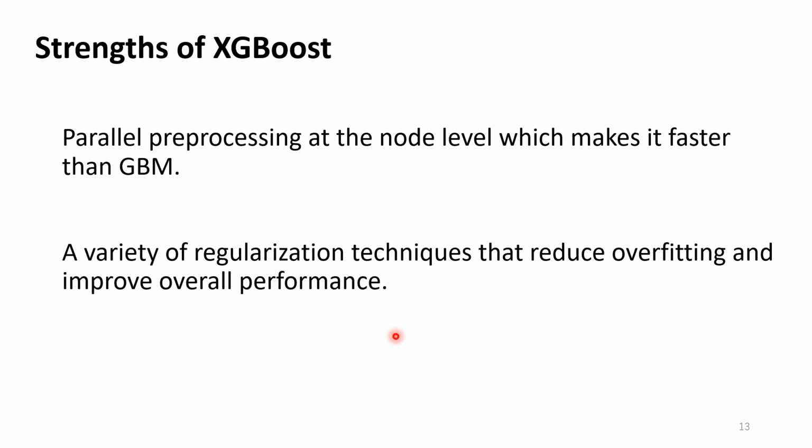There are some strengths in XGBoost that make it slightly better than usual gradient boosting. One of the most important points is that XGBoost implements parallel pre-processing at the node level, which makes it faster than usual gradient boosting. Besides, XGBoost includes a variety of regularization techniques that reduce overfitting and improve overall performance. We can select the regularization technique by setting the hyperparameters of the XGBoost algorithm.